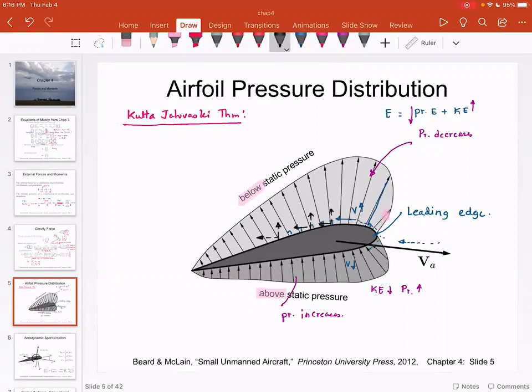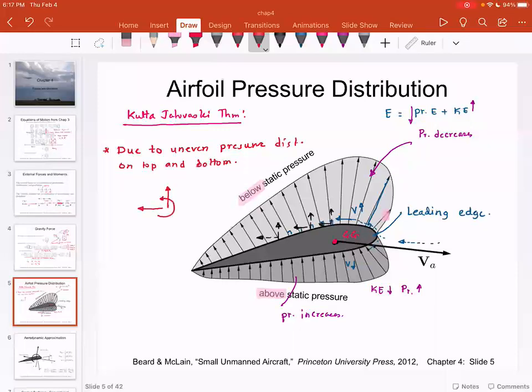And please note, the resultant does not pass through the centroid of the airfoil. So if this is the CG of the airfoil, then the resultant force does not pass through the CG of the airfoil. What it means is the overall effect of this uneven pressure distribution on top and bottom is that we have a vertical force, we have a horizontal force, and we have a moment. So the vertical force is called the lift, the horizontal force is called the drag, and the moment is called the moment.